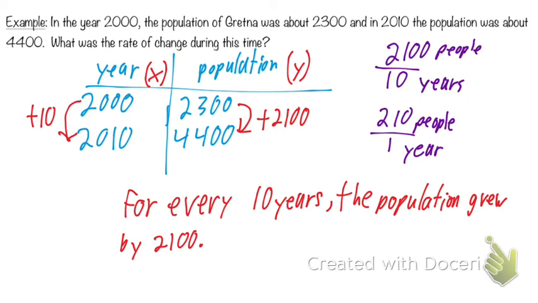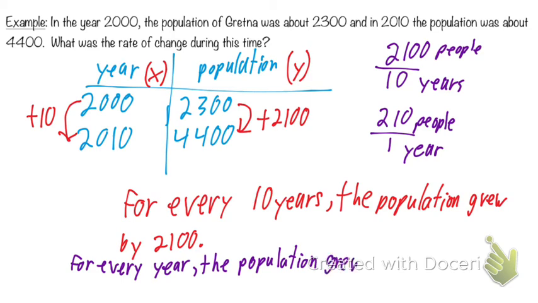So could we say something for that as well, as a different sentence? Haven, what's a sentence we could say for that one? For every 1 year, the population grew by 210 people. Now, is that the only way you can word it? Certainly not. You can word it lots of different ways. You could say 210 people move to the town every year on average. Questions on this at all?